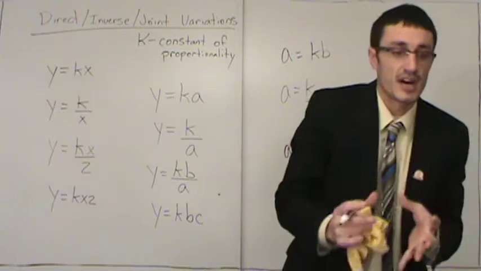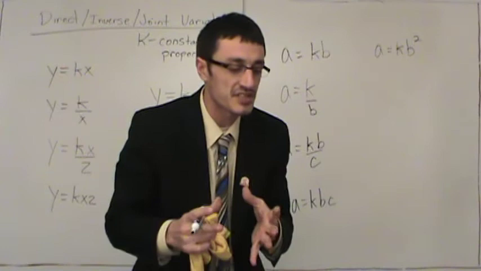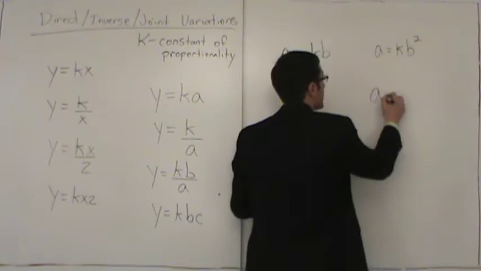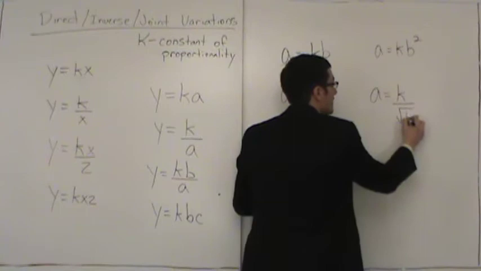A varies inversely as the square root of b. A varies inversely. Don't forget, a equals k, always k. A varies inversely is what? The square root of b. Okay, a varies inversely is the square root of b.